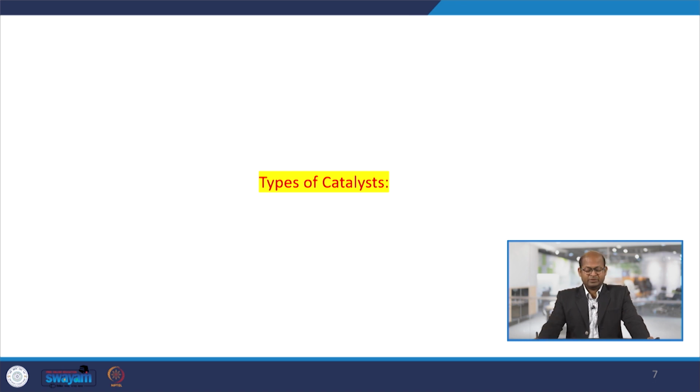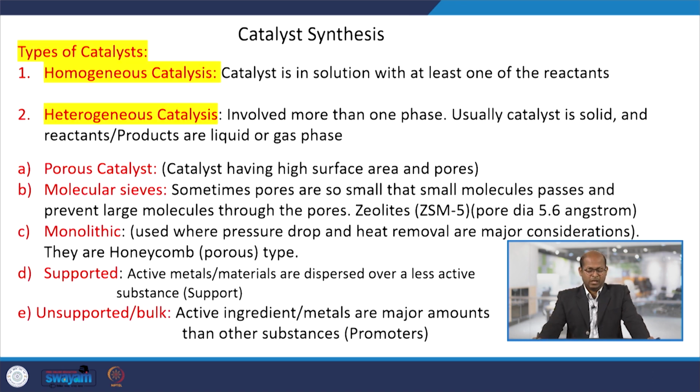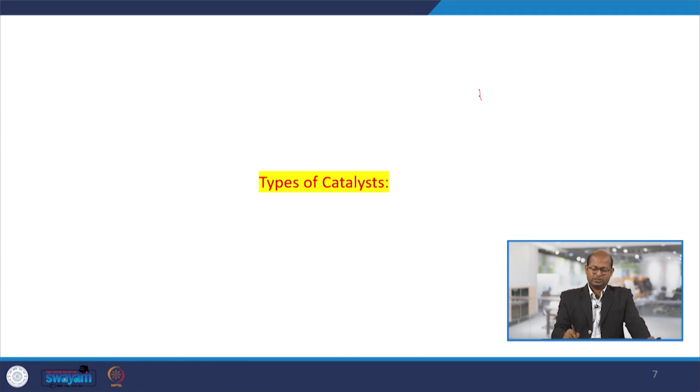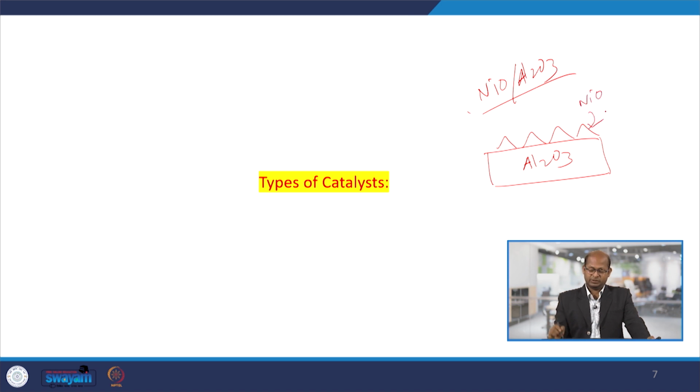Now, the types of catalyst, their properties, and how we can synthesize the catalyst. When we talk about a catalyst, let us say a nickel oxide alumina catalyst, here two components are there. Here you can see this is alumina, and over that the nickel oxide is distributed. This nickel oxide is the catalytic component, the catalytic agent, or you can say the catalytic active sites.